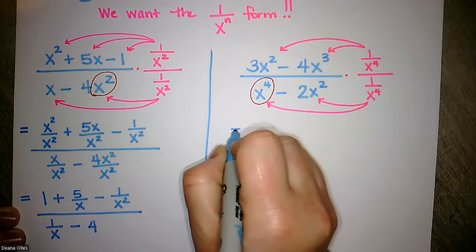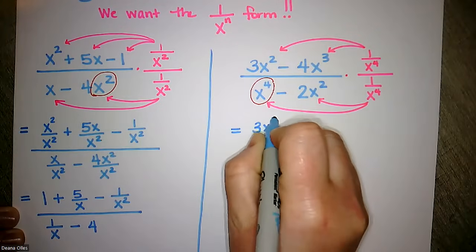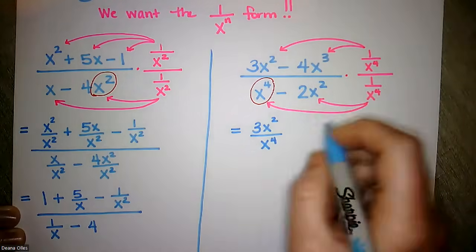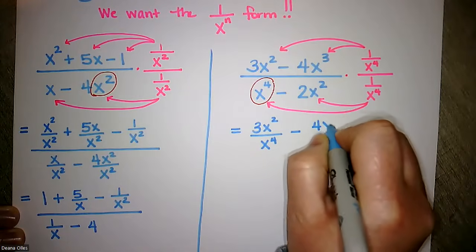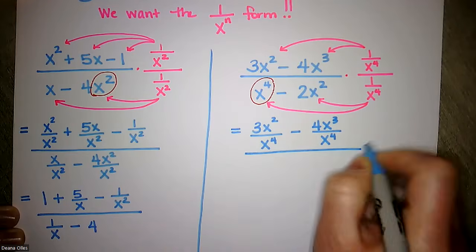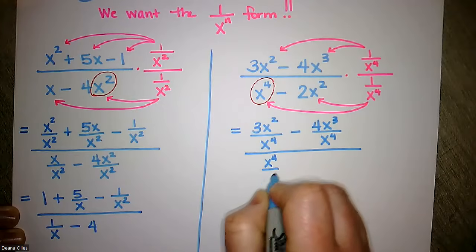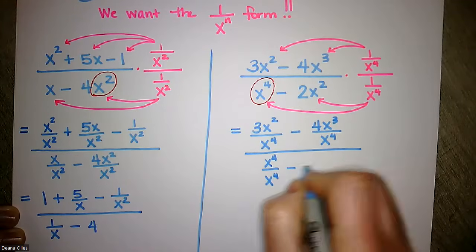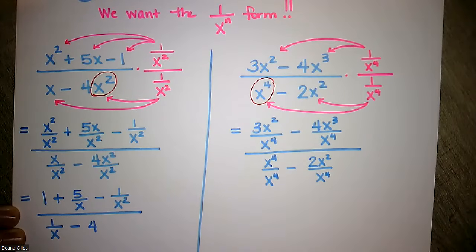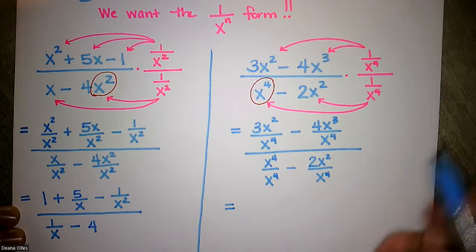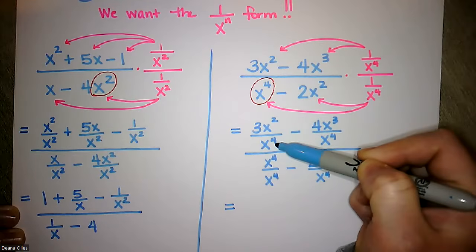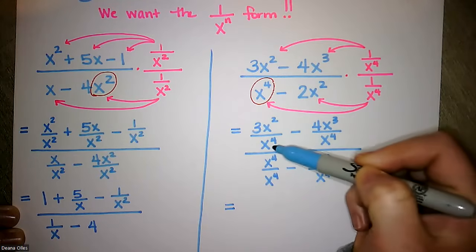All right, again, this intermediate step here you may not need to show. You might be able to simplify in your head, and that's totally fine. We'll have 3x squared divided by x to the 4th minus 4x cubed divided by x to the 4th. And then all of that divided by x to the 4th divided by x to the 4th. And then minus 2x squared divided by x to the 4th. All right, and the same simplification we're looking to, when we divide two things of the same base, we're going to subtract their exponents. 4 minus 2 leaves me with a power of 2 in this denominator.